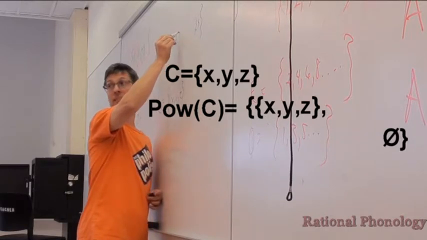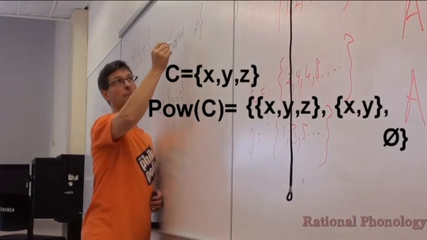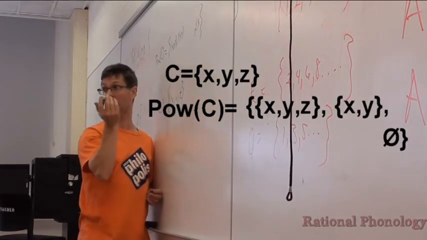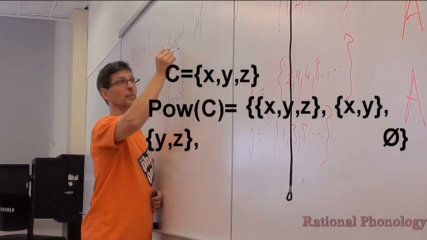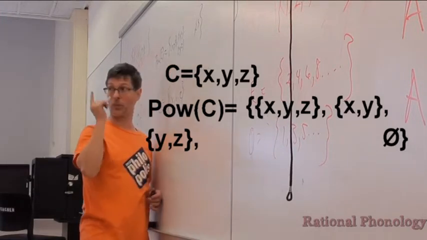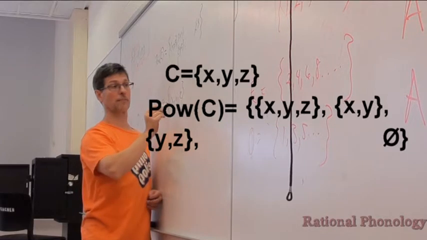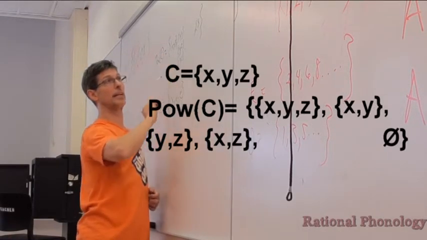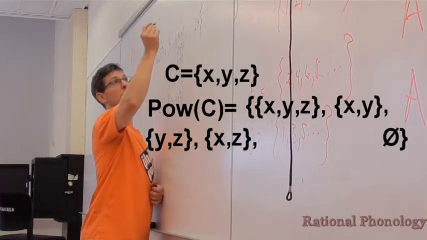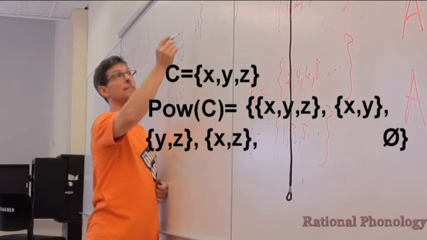The set that contains X and Y. Yeah, that's one of them. I'm going to write them vertically. Okay, what else? And then the set that contains Y, Z. Yeah. And then there's one more. No, one more with 2. X, Z, sorry. There you go, X and Z. Okay. Now we got the ones that have cardinality 3, the ones that have cardinality 2, the ones that have cardinality 0. What's left? Cardinality 1.